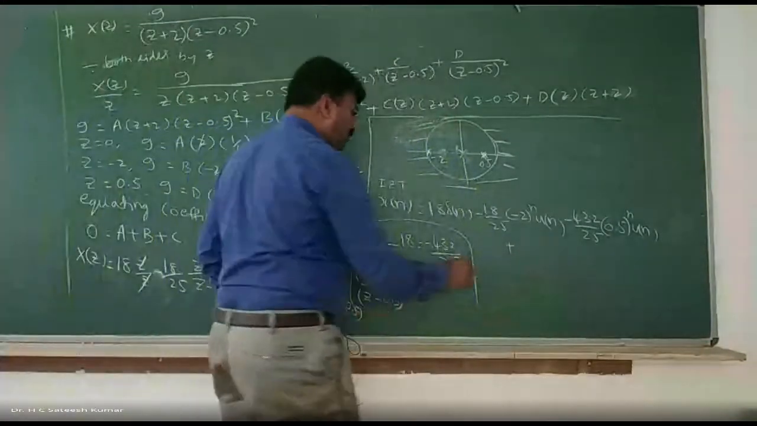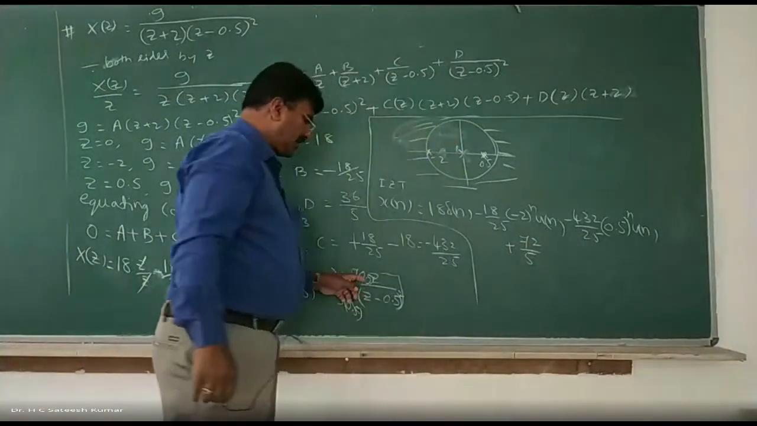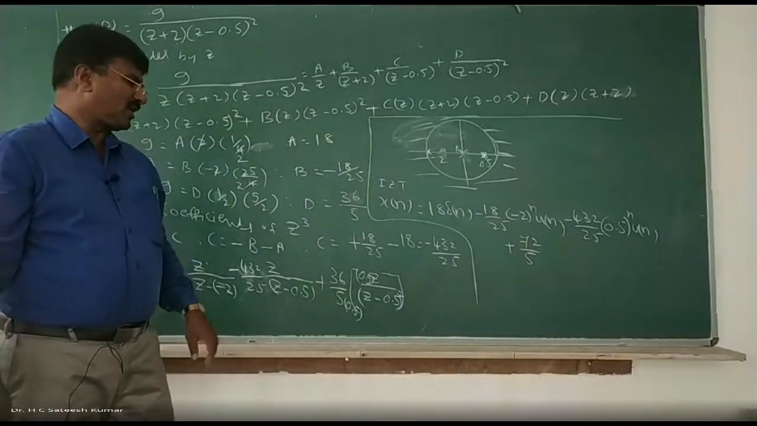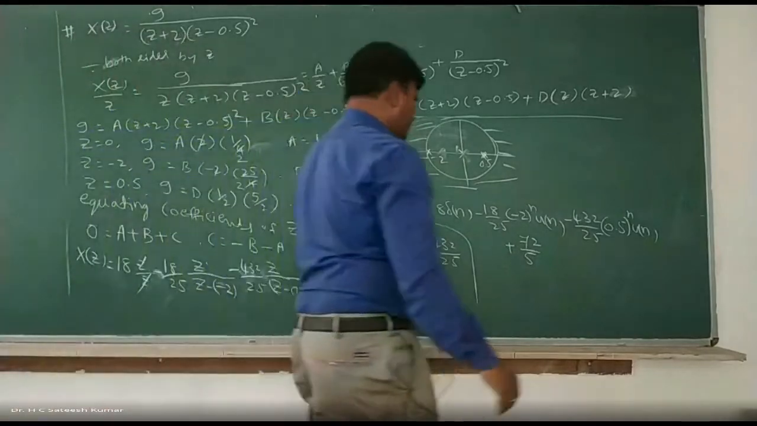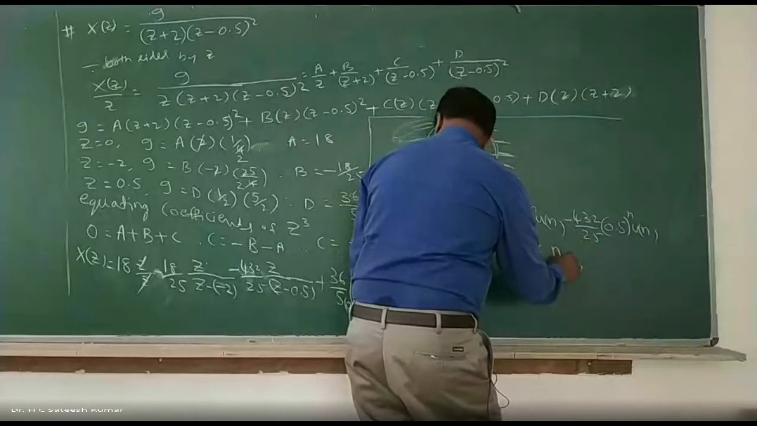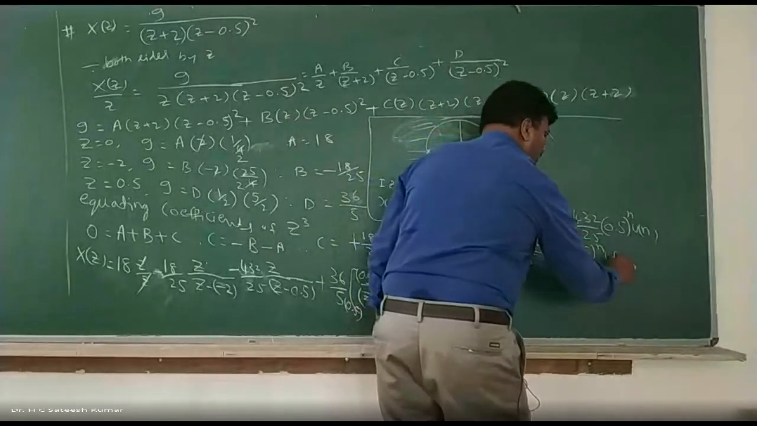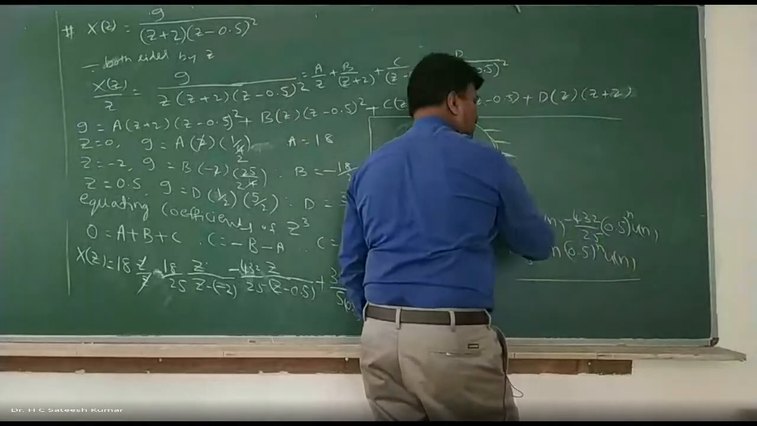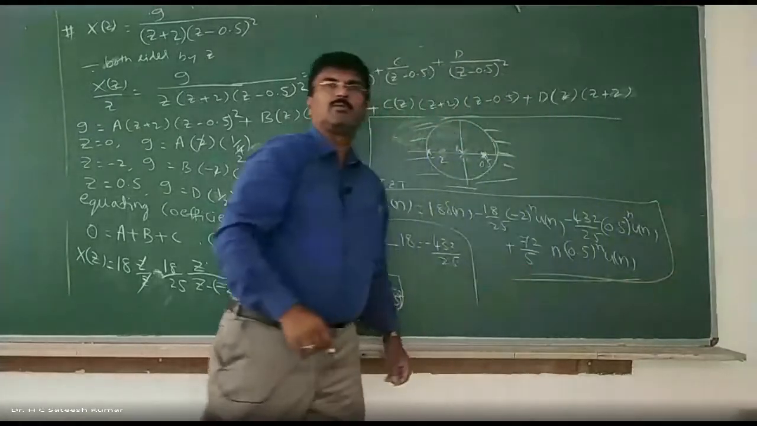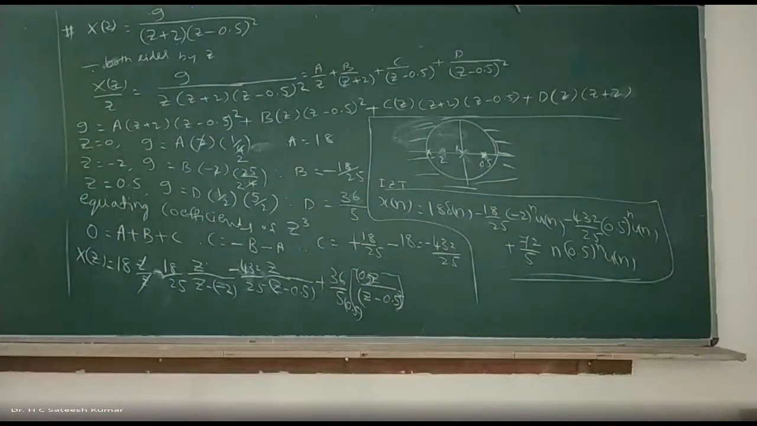36 divided by 0.5 is 72. 72 times 0.5 into az divided by (z minus a) whole square for a right-handed sequence is what? n into a power n into u of n. You can check it in the table. n into 0.5 to the power of n into u of n. That's how we should do it. So this is the way we should do the problem, right? Okay, so carefully you should do this kind of problems.